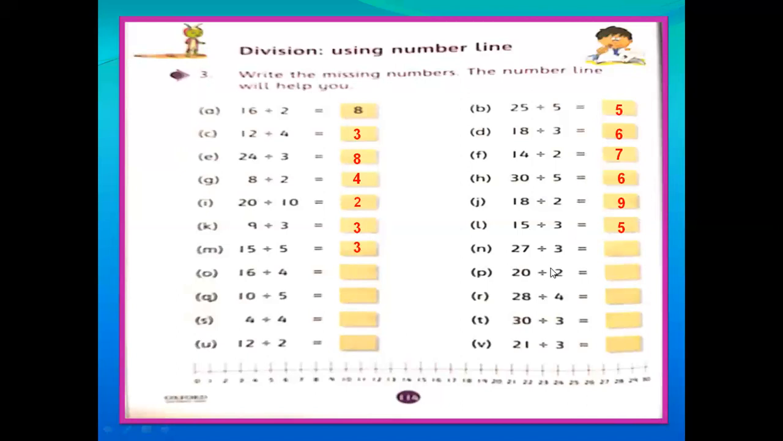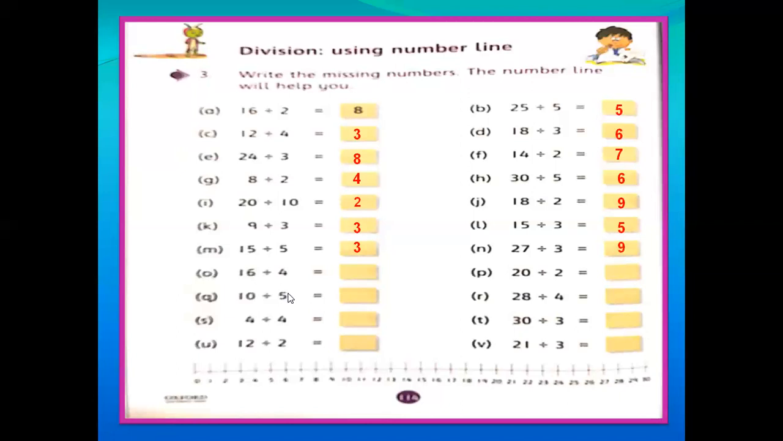N part, 27 divided by 3. Again, read the table of 3. So in every question, we have to read the tables. 3 ones are 3, 3 twos are 6, 3 threes are 9, 3 fours are 12, 3 fives are 15, 3 sixes are 18, 3 sevens are 21, 3 eights are 24, 3 nines are 27. So 9 is our answer.